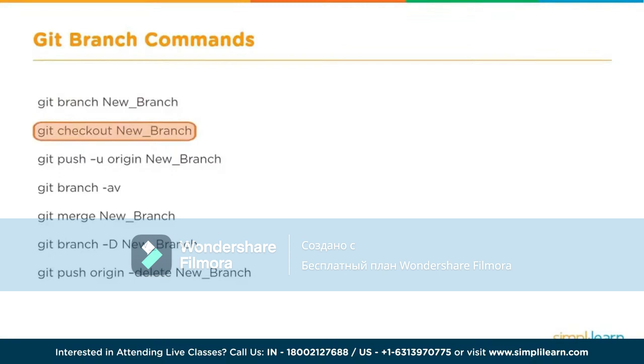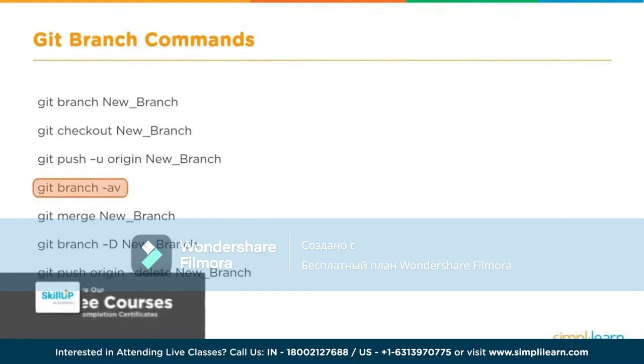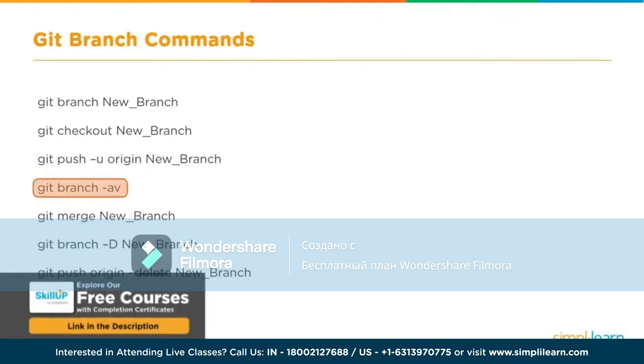Now the branches that are created are by default created on the local repository. In case you want to push any specific branch onto the server, you would have to issue the command git push -u origin and the name of the branch. So this will ensure that the contents of the new branch are pushed onto the server. At any time, if you want to list all existing branches on your local repository, the command would be git branch -av.